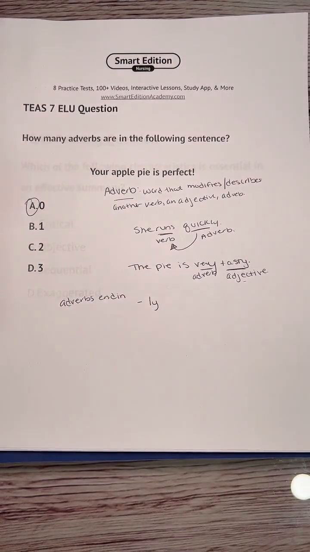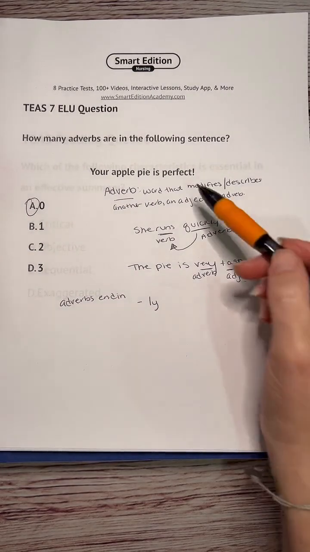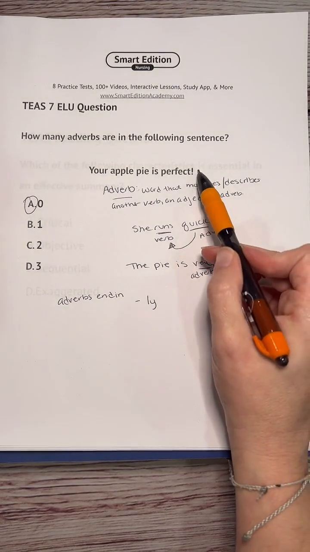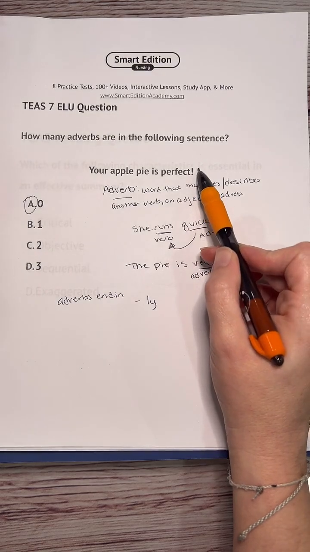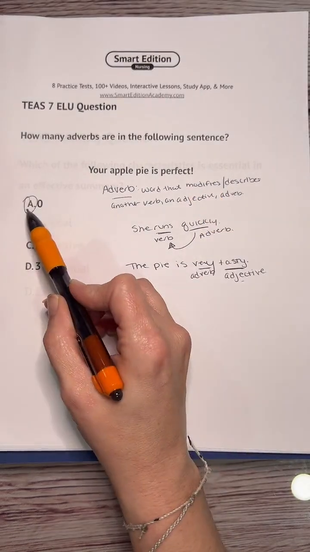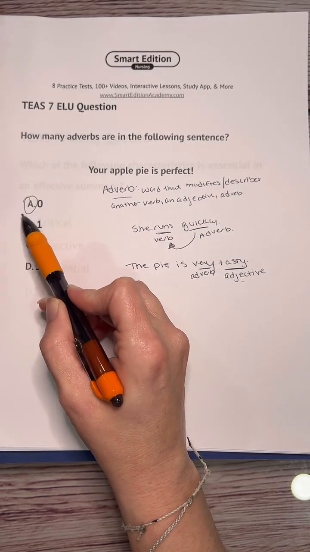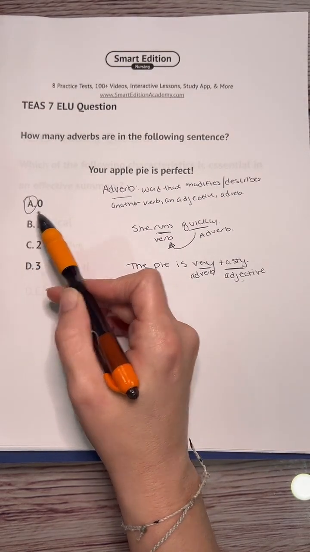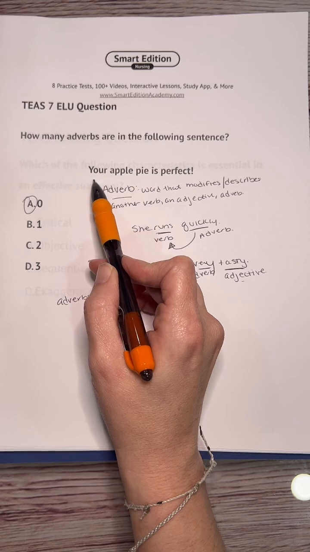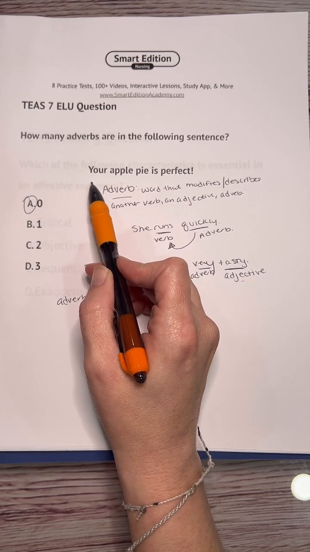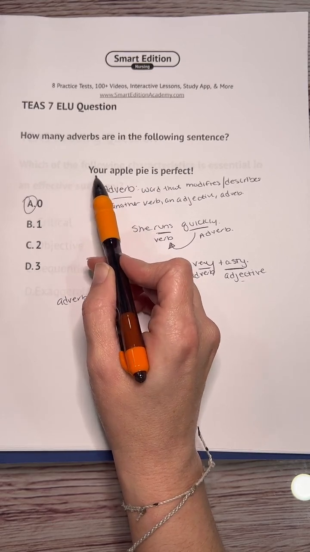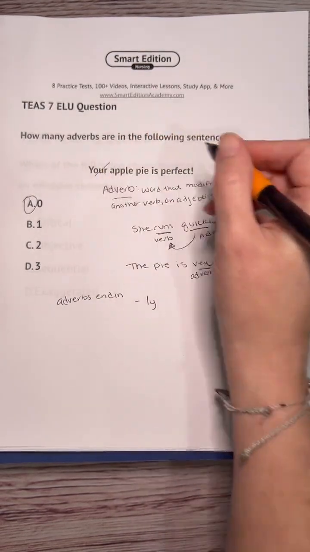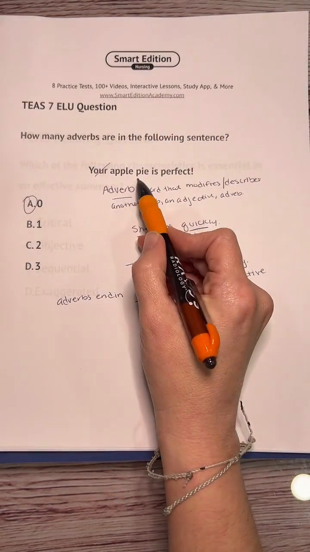They end in ly, okay? So let's break down this specific sentence, because remember, the correct answer here is A. So "your" is the possessive pronoun, okay? So it's not an adverb. Then we've got apple pie.